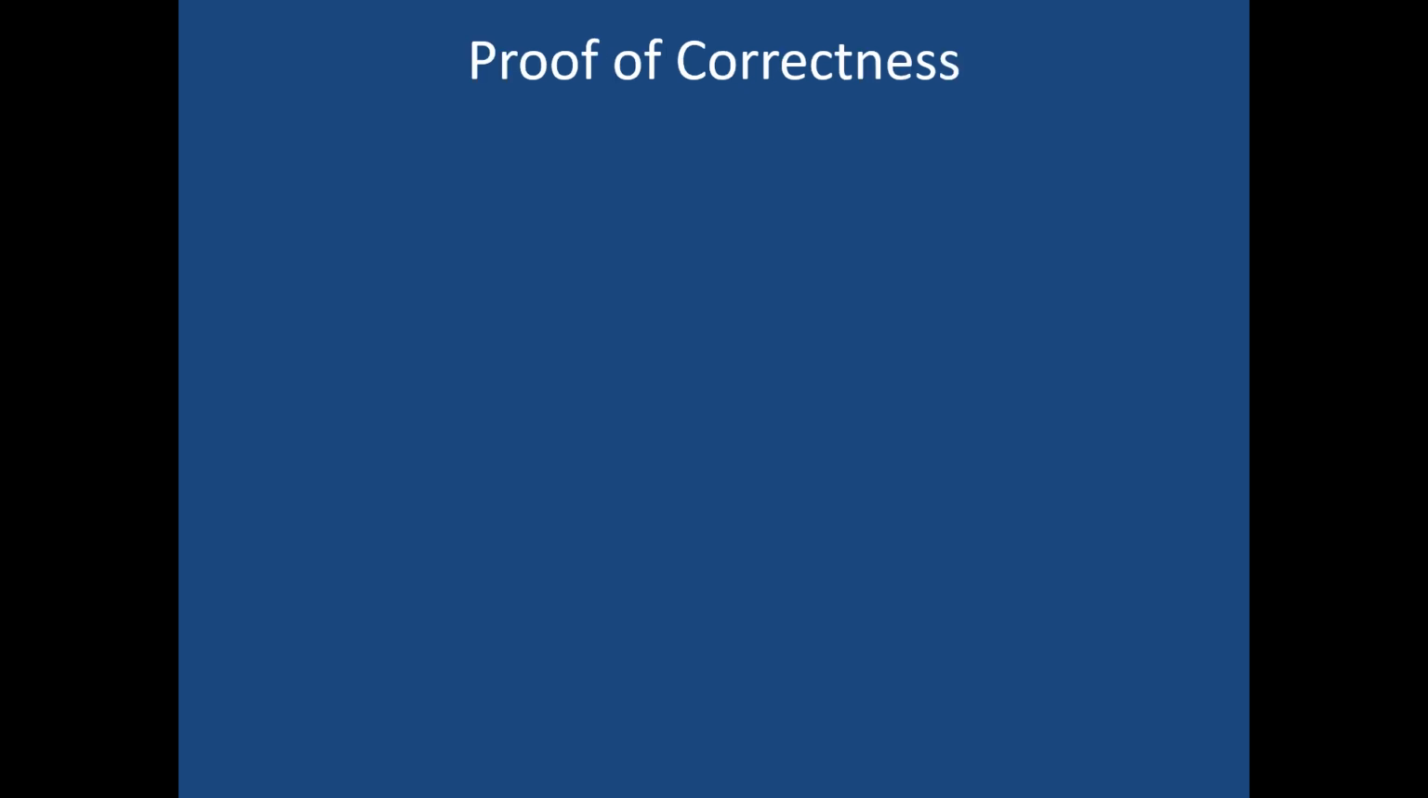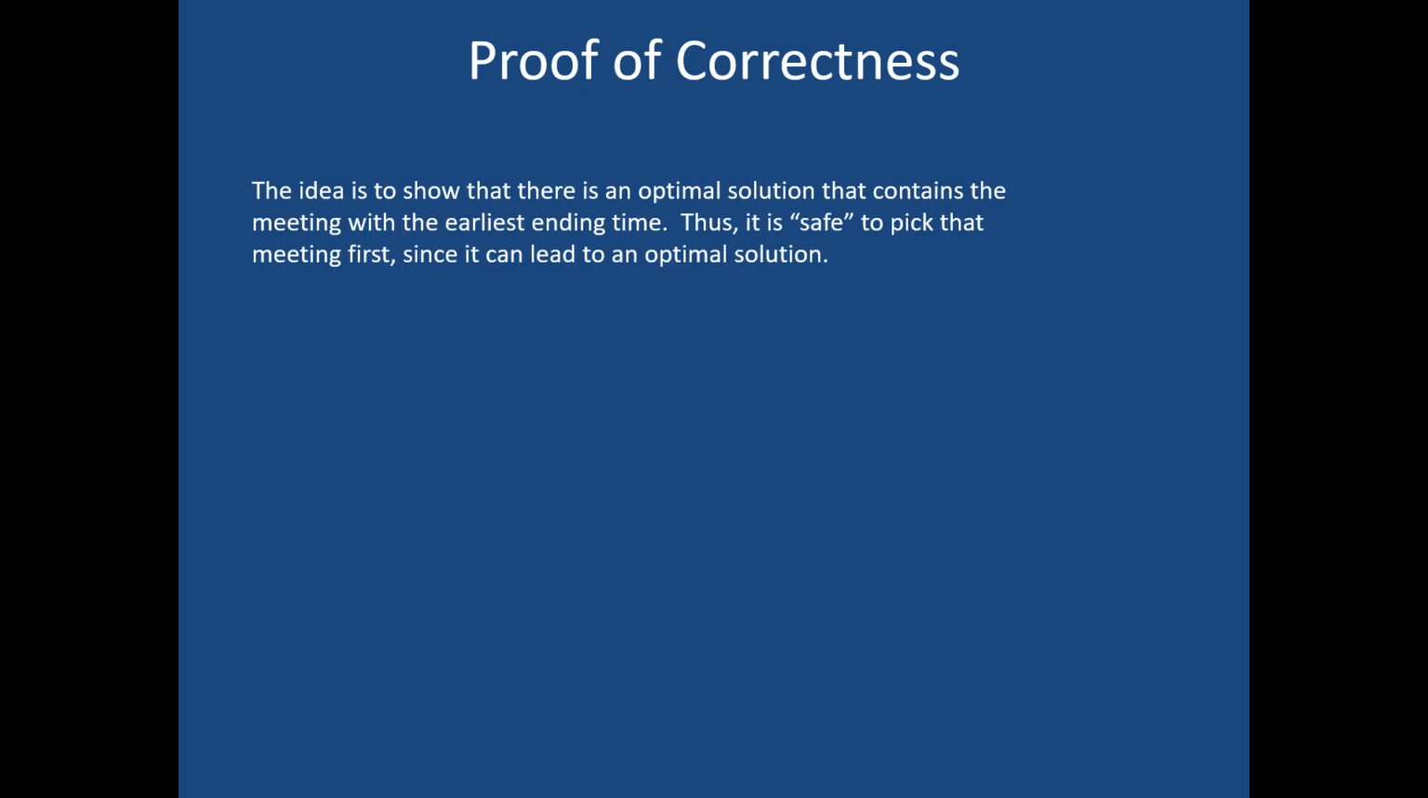So let's try to construct a proof that the greedy choice that I say is correct is correct. So the idea is we need to show that there is going to be an optimal solution that contains the meeting at the earliest ending time. We want to show that it's safe to make that first choice. We want to show that if we choose the greedy choice first, there's a way to get from there to a solution.